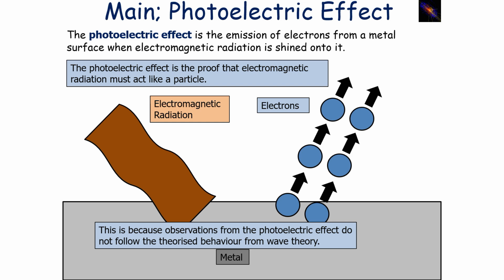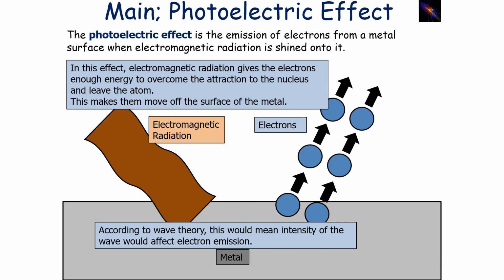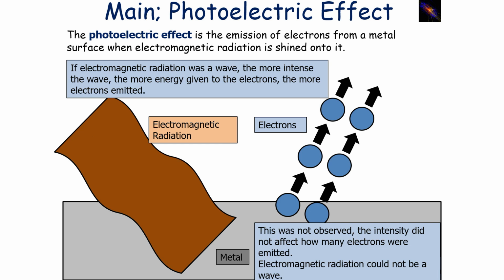It's important to note that the photoelectric effect is proof that electromagnetic radiation must act like a particle. This is because observations from the photoelectric effect do not follow the behavior predicted by wave theory. According to wave theory, if the electromagnetic radiation was a wave hitting the metal surface, then the intensity of the wave would affect how many electrons are emitted. This was not observed in the photoelectric effect, as intensity did not affect how many electrons were emitted. Therefore we concluded electromagnetic radiation could not be a wave in this particular situation.